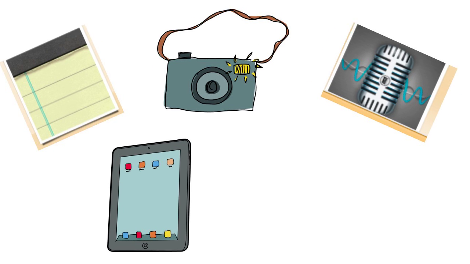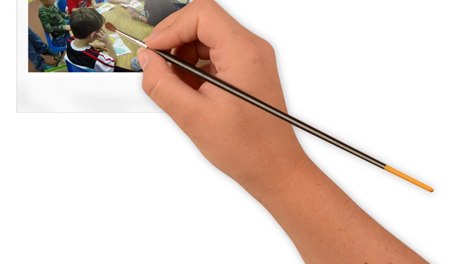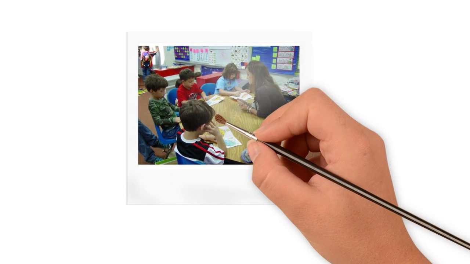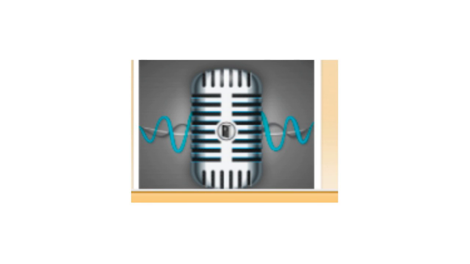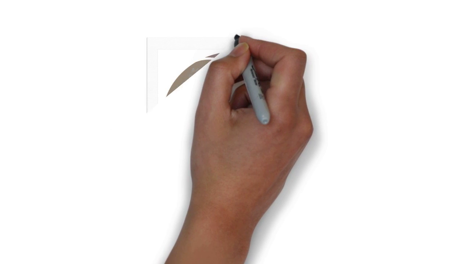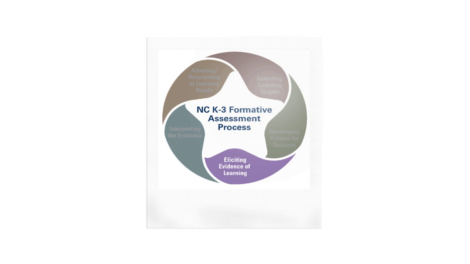So, let's pretend a teacher has collected evidences on emotional literacy on several students during a guided reading lesson. This evidence was gathered by asking students to identify how a character was feeling at different times during the story. After the guided reading lesson, or at another time during the day, the teacher recorded an audio note on what she observed for 3 children. Collecting the evidence falls within one component of the formative assessment process, entitled Eliciting Evidence of Learning.